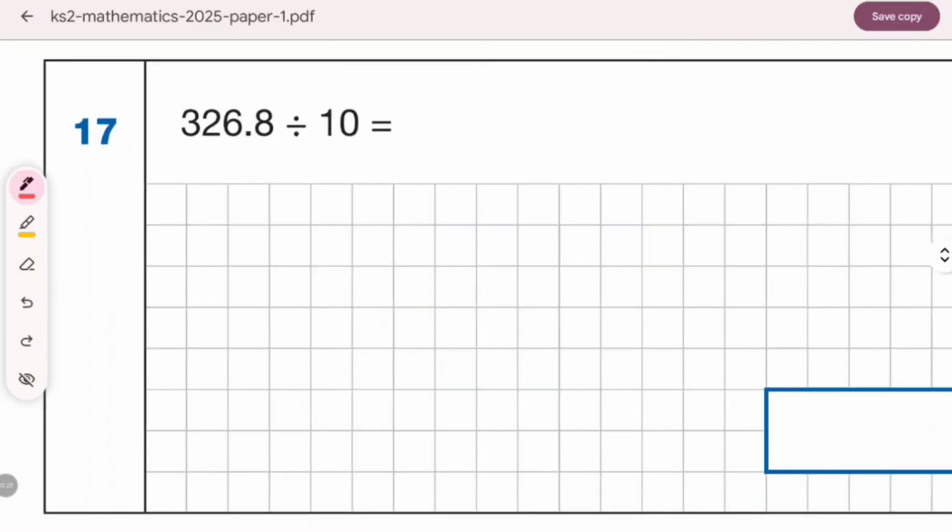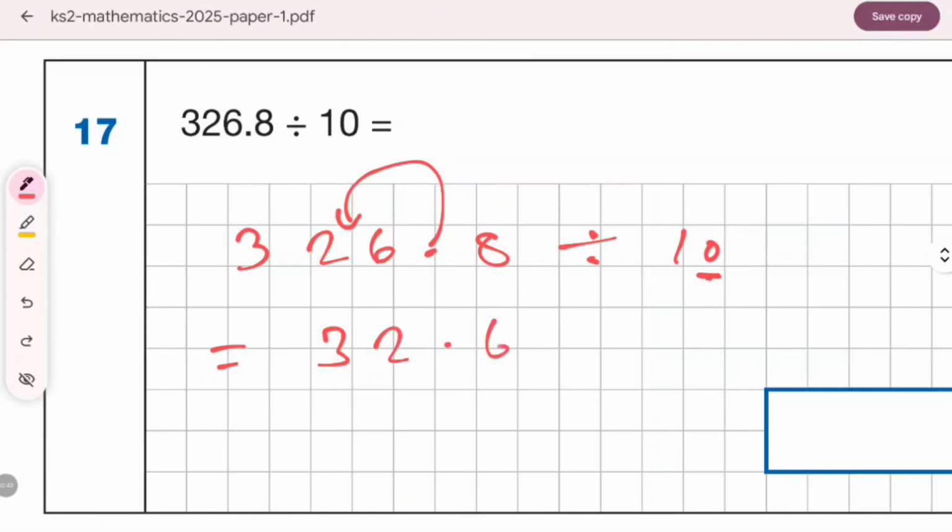In question number 17, we just need to divide 326.8 by 10. Dividing by 10 means we just move the point towards the left, because in division we move the point towards the left-hand side. So when we move the point to the left, our answer will be 32.68. That will be our correct answer.